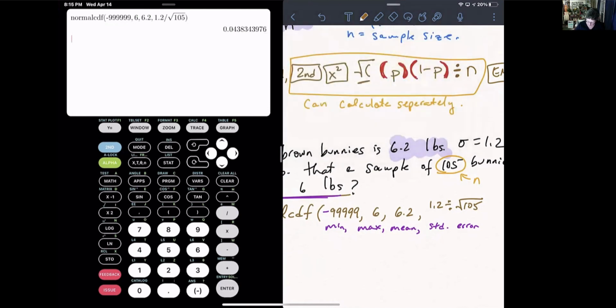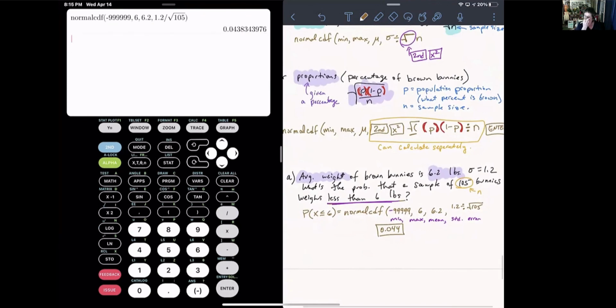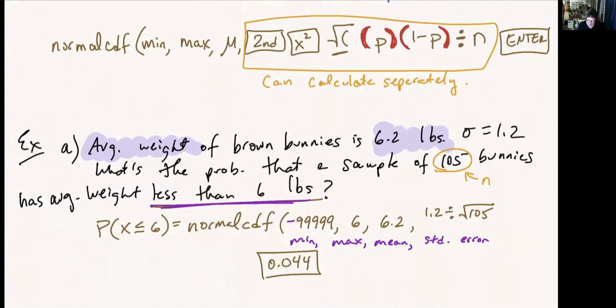Our probability is 0.04. Not very likely. The average is 6.2 pounds, so a sample of 105 having an average weight of less than 6 pounds is very unlikely. And what I should have said here, I apologize, is that a sample of 105 bunnies has an average weight of less than 6 pounds.